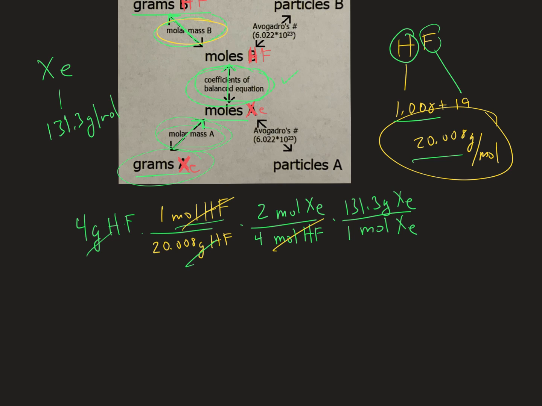So now moles of Xe go away and we're left with grams of Xe. Now we just multiply what's on top, divide what's on bottom. Does the order matter? It really doesn't. I like to do it from left to right. So me personally, I do 4 divided by 20.008, multiply 2, divide 4, multiply 131.3.